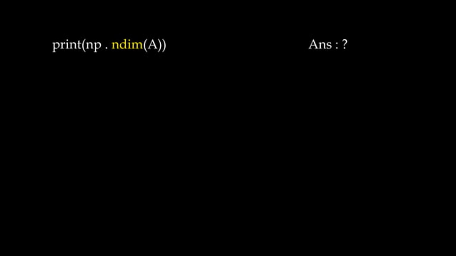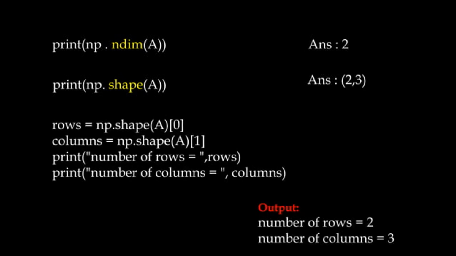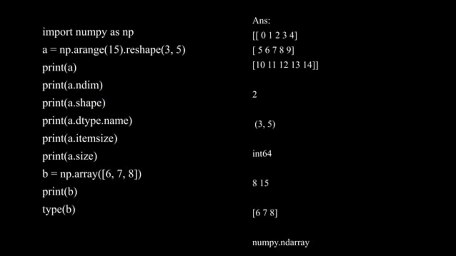Print np.ndim a. Let's check the answer. Print np.shape: rows is np.shape a of 0, columns is np.shape a of 1, print number of rows, print number of columns. So the output is number of rows equals 2, number of columns equals 3. See the answer: np.ndim of a is 2, and np.shape of a gives 3.